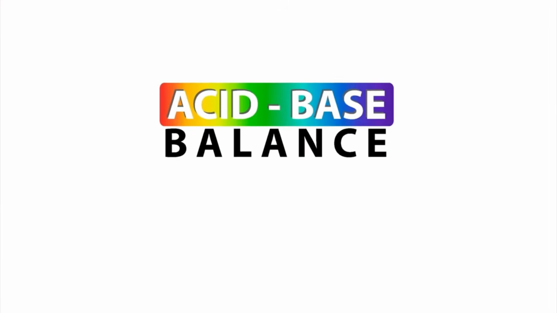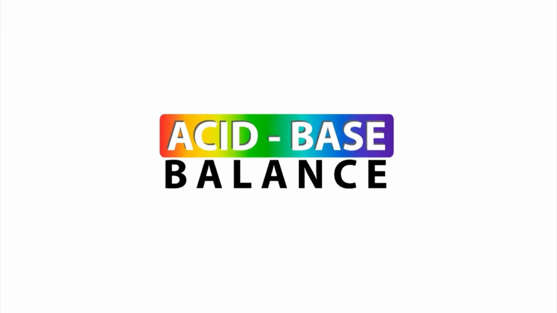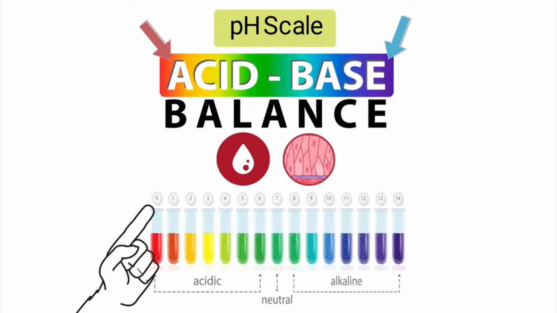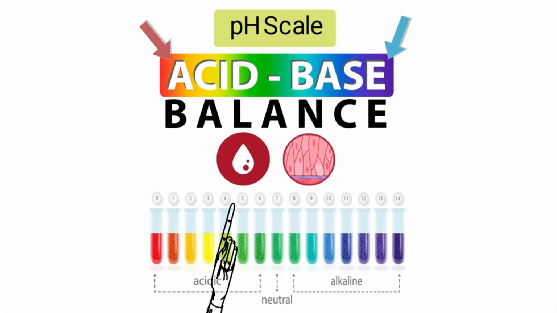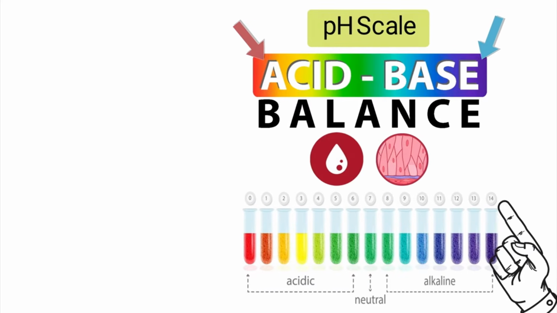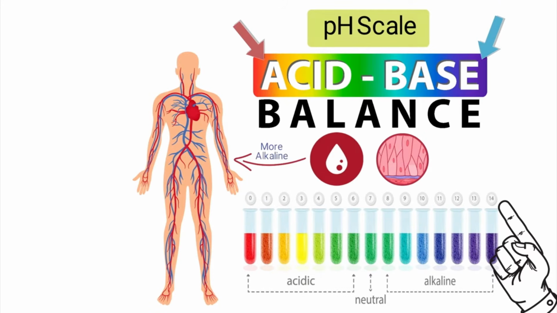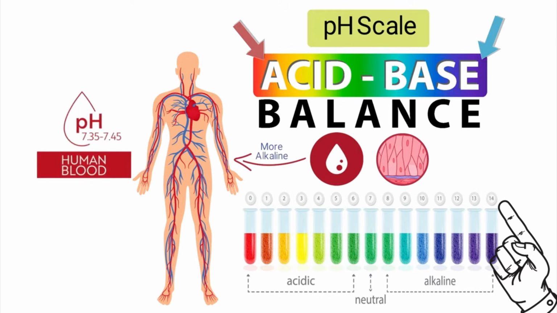As previously mentioned, acid-base balance involves maintaining adequate levels of acids and bases in the blood and body tissues, which is measured by the pH scale. This scale ranges from 0, which is very acidic, to 14, which is very alkaline. Blood in the human body is typically slightly more alkaline than acidic. Therefore, a normal pH ranges from 7.35 to 7.45. The goal of the body is to maintain the blood pH as close to 7.4 as possible.